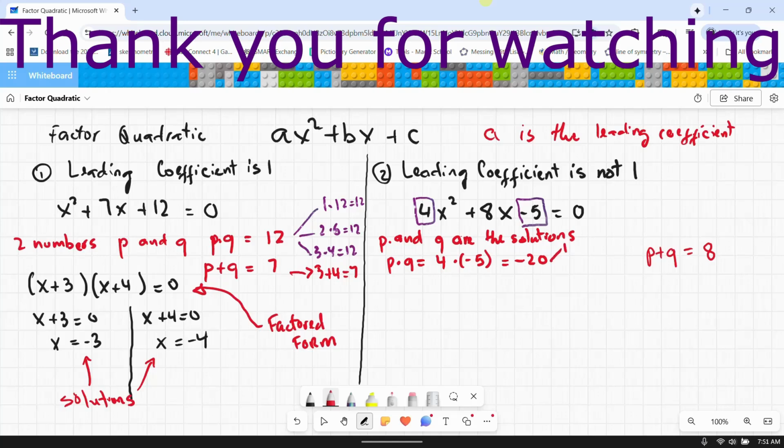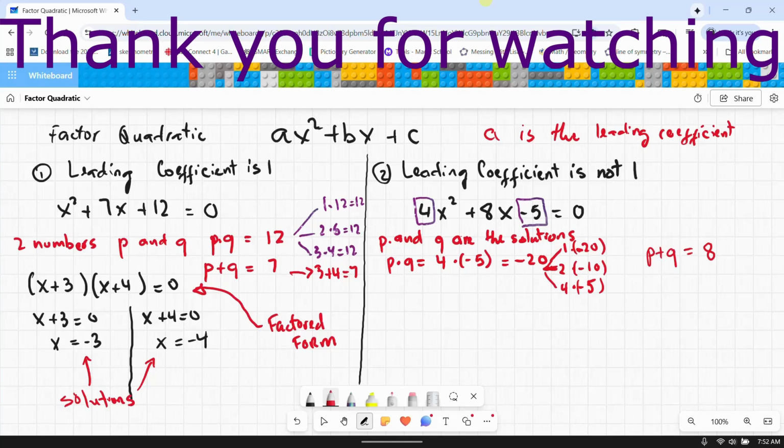So we have 1 times negative 20. That's one option. 2 times negative 10, that's another option. And what else we got? 4 times negative 5. So that's only three pairs that we have for factoring negative 20.